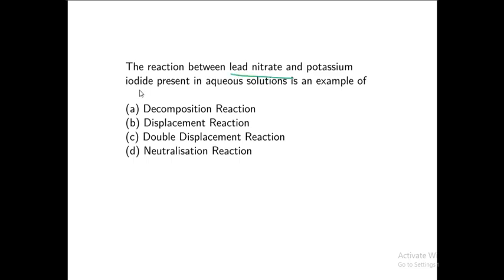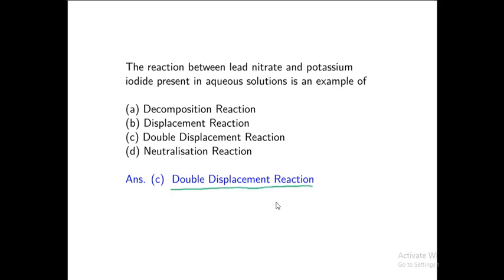Next question. The reaction between lead nitrate and potassium iodide present in aqueous solution is an example of which type of reaction? They gave options: decomposition reaction, displacement reaction, double displacement reaction, or neutralization reaction. So when lead nitrate and potassium iodide are present in aqueous solution, it is an example of which kind of reaction? So it is an example of a double displacement reaction.